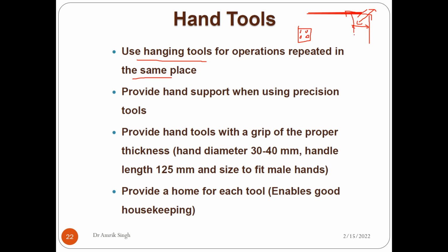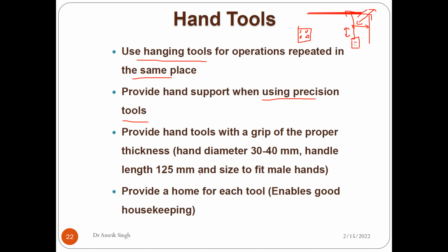So what happens? We use the pendant type of switch box on which there are a number of switches. So this pendant means it is hanging and it can be lowered or it can be taken up. So instead of using the wall mounted switchboard, we can use the hanging pendant. Provide hand supports when using the precision tools. Okay. So this is also very important because sometimes because of the imbalance of the body, the precision tools may fall.